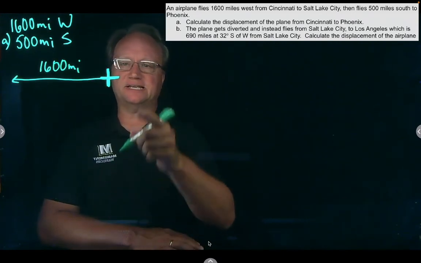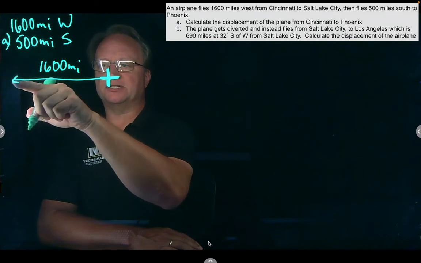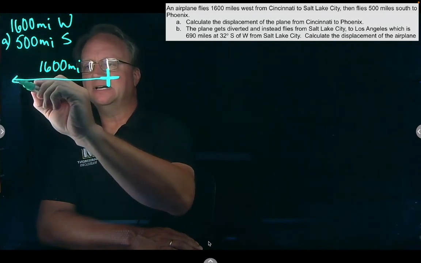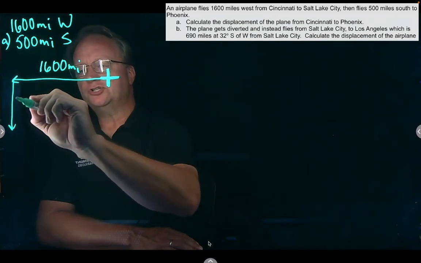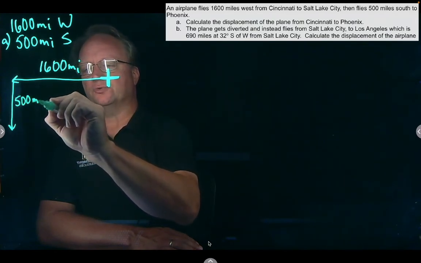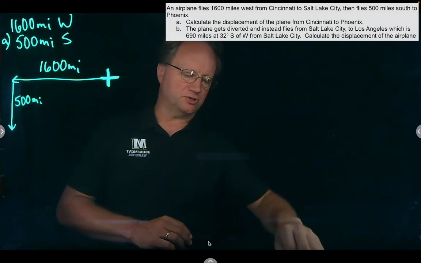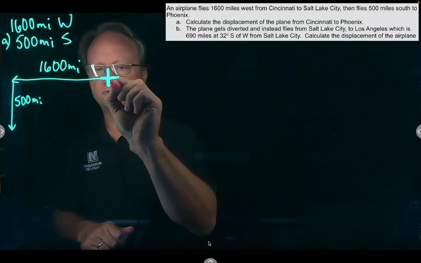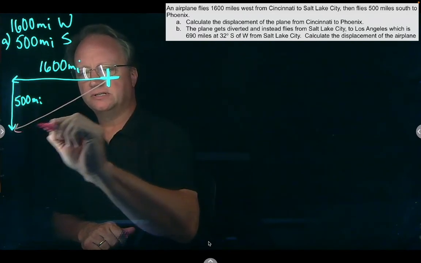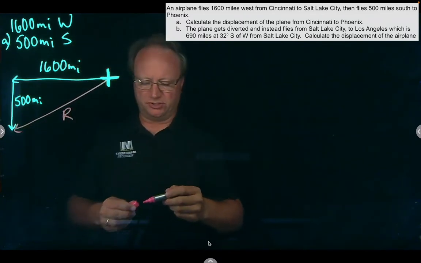And then head to tail, one continuous path. I'm going to start the next vector right here, and I'm going to go 500 miles to the south. So, shorter vector than the first one. And then the resultant will be how far or where we've gone from start to finish. So that is the resultant.